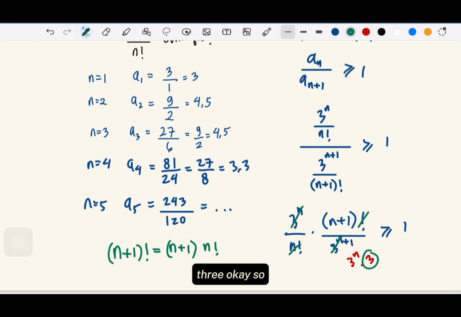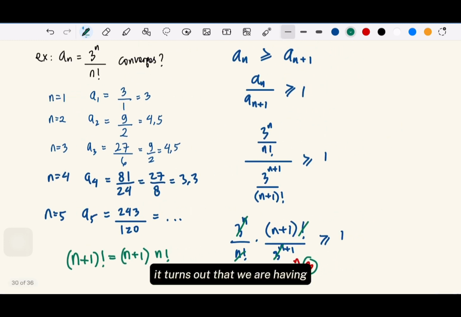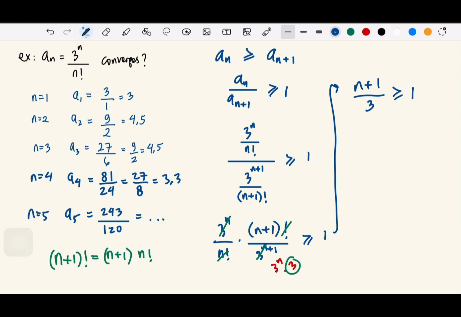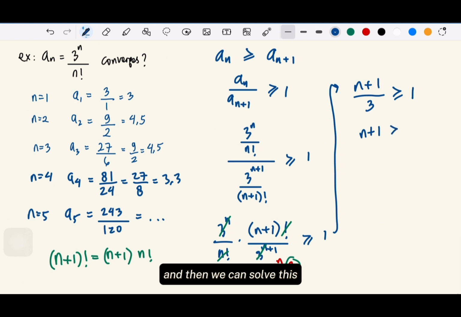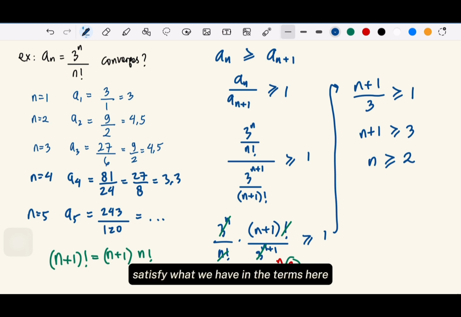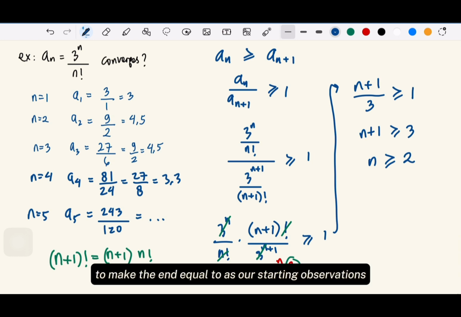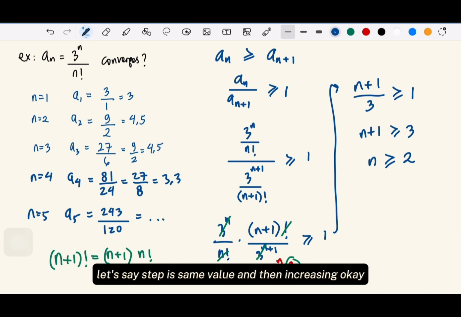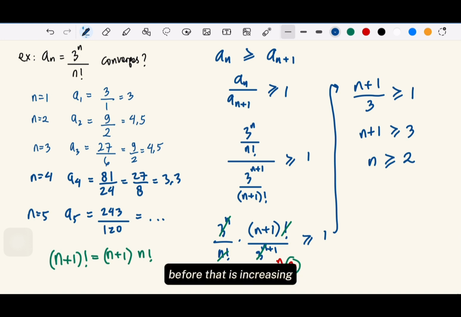So it turns out that we have n plus 1 over 3 is greater than 1, and then we can solve this and say that n should be greater than or equal to 2, which satisfies what we have in the terms here. This means we make n equal 2 as our starting observation. Before 2, it seems to increase, but from n equal 2 until n infinity it's decreasing. So that's how we confirm that at n equal 2 it has the same value, and then decreasing. Before that, it's increasing.